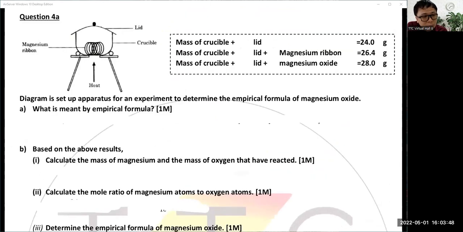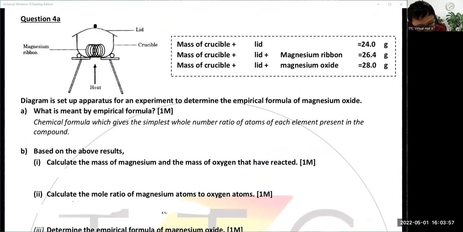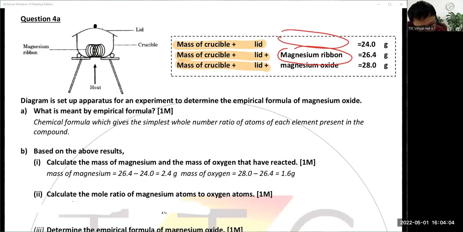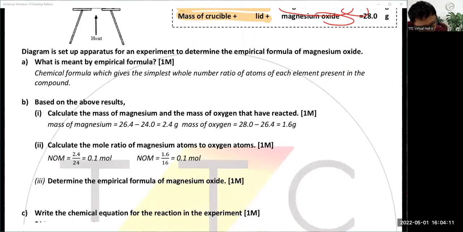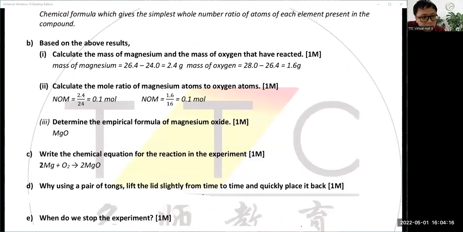So you look at this experiment. What is meant by empirical formula? Standard form question: the simplest whole number ratio of atoms of each element present in the compound. For the mass of magnesium, you take the mass with magnesium minus the mass without magnesium. Then you take the mass with oxygen and without oxygen to get the oxygen mass. Then mass divided by molar mass, so you get the ratio is 1 to 1. So the empirical formula is MgO, because the final formula I found is MgO.